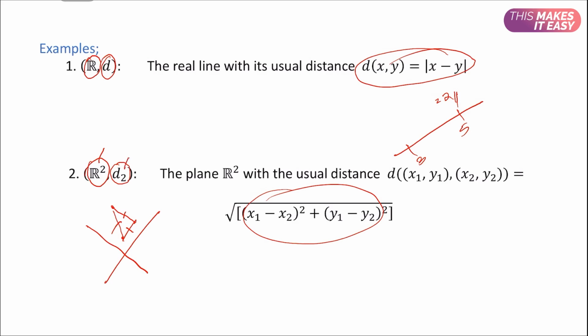Now let us talk about a trivial metric space. If you take any set X, you can define this metric function on it and you can make it a metric space.